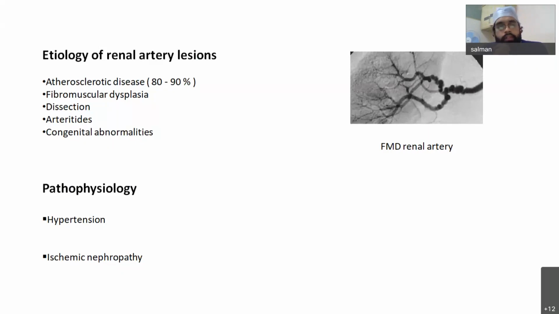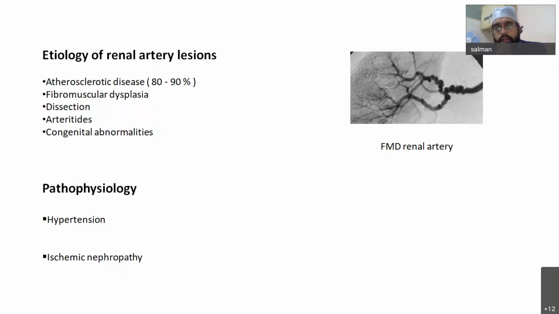Another cause is fibromuscular dysplasia. On an angiogram, this usually presents with web-like stenosis or the classical string of beads appearance, due to the stenotic areas and the aneurysmal dilatation between them.